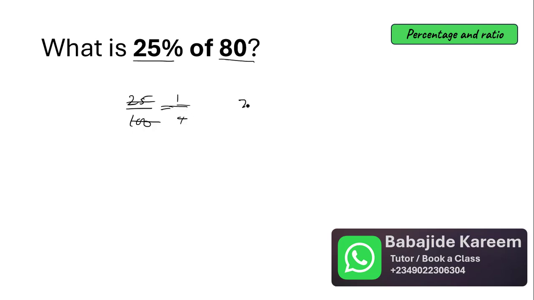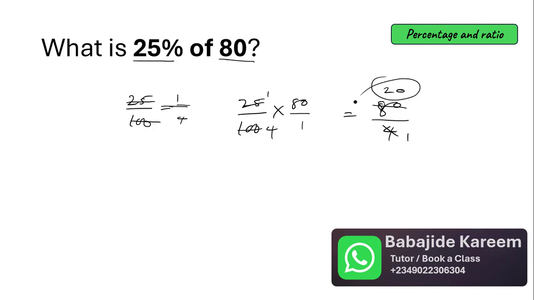So when you say 25 over 100 times 80, if this is already 1 over 4, you have 1 here, and 4 here. So automatically, because this 4 is down and the 1 is up, when you say 1 over 4 times 80 over 1, that is the same as saying 80 over 4. So 4 here 1, 4 here 20. So the final answer is 20.